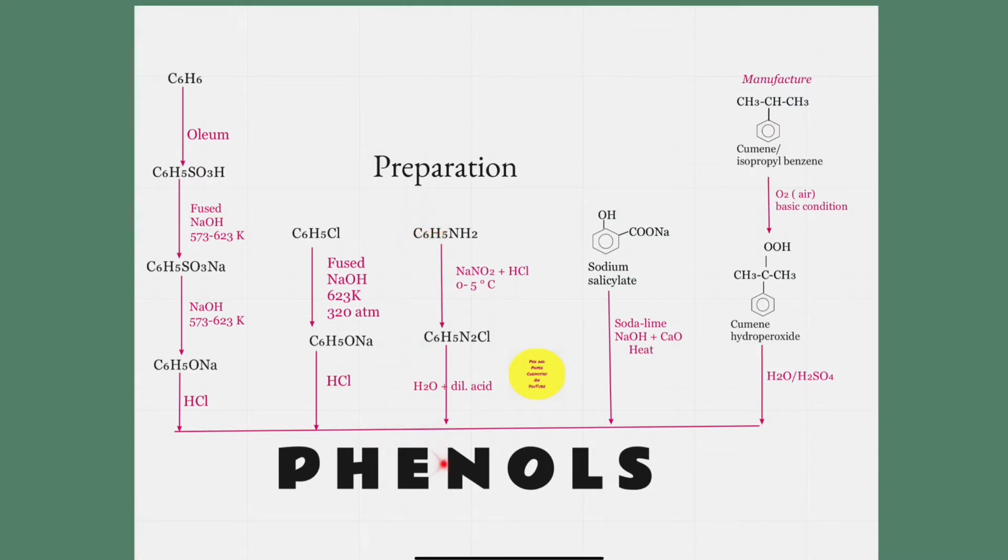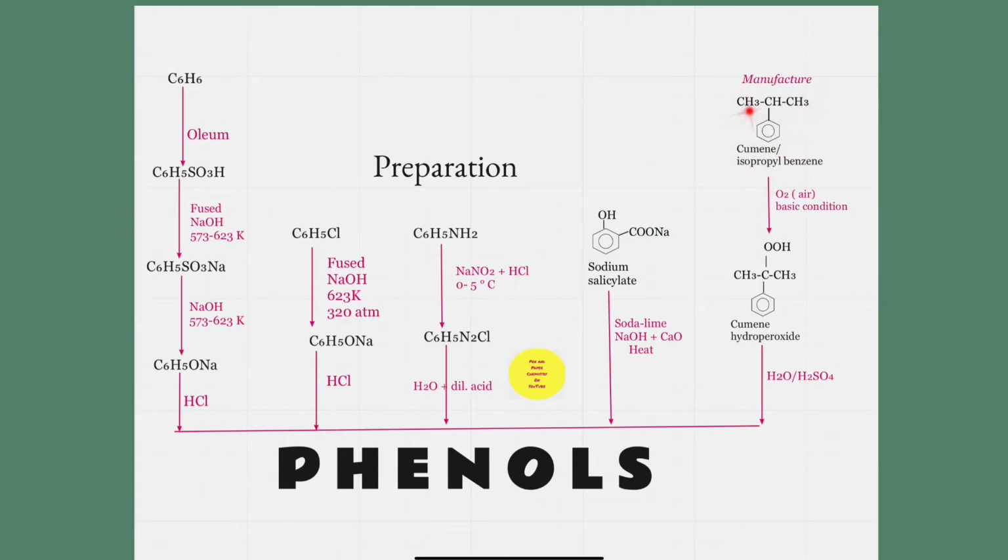Aniline is converted to phenol by, of course, the diazonium compound, which we've done under the diazonium salts. This is a reaction which you would be familiar with from the preparation of alkanes, but we shall cover this as well. The last method is the manufacture of phenols, and this is done by using cumene or isopropyl benzene.